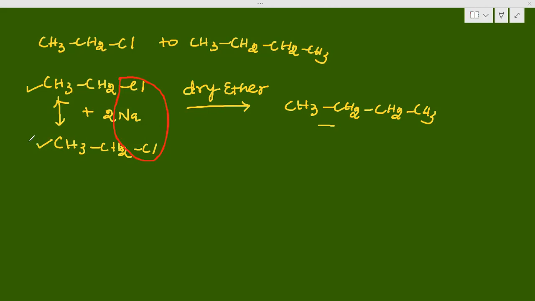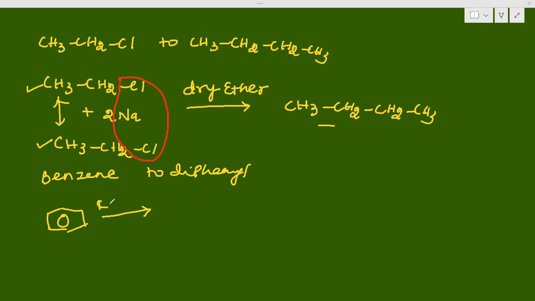Next conversion: benzene to diphenyl. This is also like this reaction. Benzene is converted into diphenyl. What do we want to do now? This is important: it is a similar named reaction, but it follows the Fittig reaction, because it involves aryl chloride. First we do halogenation of benzene. Suppose I add chlorine in the presence of Lewis acid FeCl3. We will get chlorobenzene as the product. After getting chlorobenzene, next we follow the Fittig reaction.